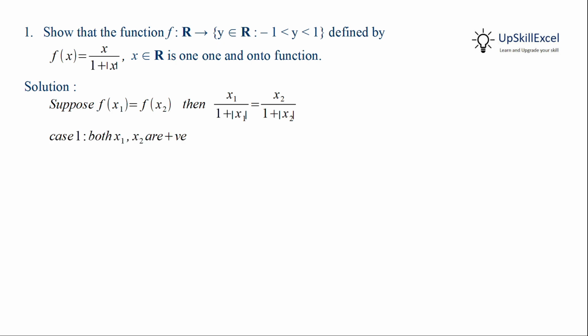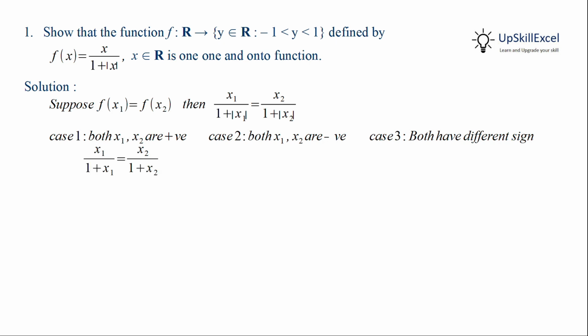Now we get three cases. Case 1 where both x1 and x2 are positive, case 2 where x1 and x2 are both negative, and case 3 where x1 and x2 have different signs. So let's take the first case. As x1 and x2 both are positive, we can replace absolute x1 by x1 and absolute x2 by x2. We can simplify this and we'll find that x1 is equal to x2.